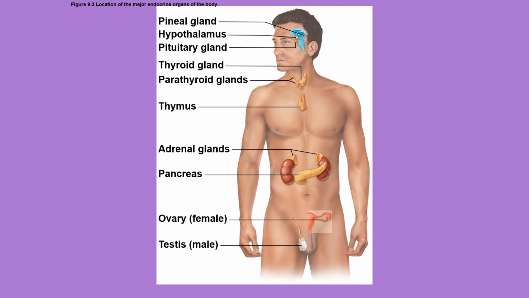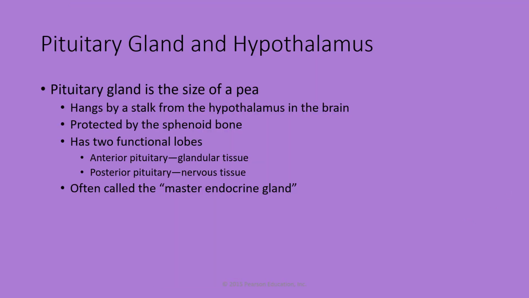On this diagram, you can see the location of several of these glands, such as up in the brain, you've got the pineal, the hypothalamus, and pituitary. And then in the neck, you've got the thyroid and the parathyroid. And then in the sternum, the thymus. And then around your kidneys, on top of them, are located the adrenal glands. And then the pancreas is located right behind the stomach. And then the reproductive endocrine glands, the ovaries for the females, and the testes for the males.